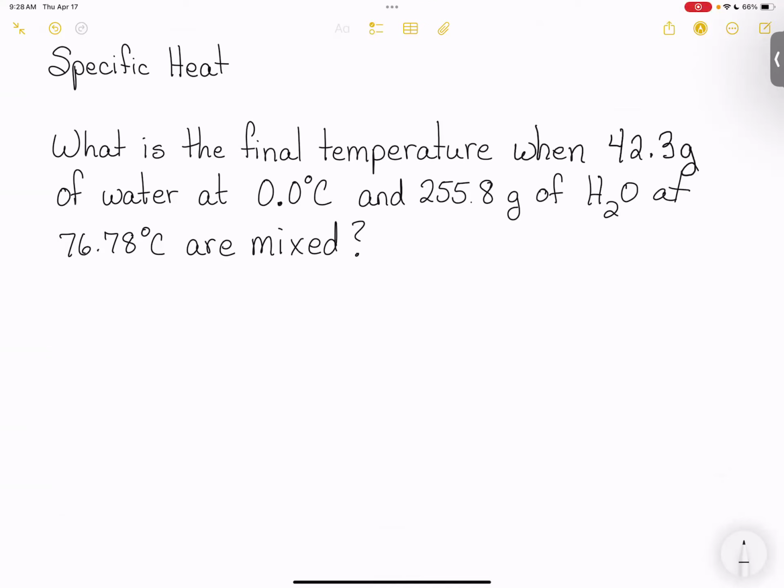So what is the final temperature when 42.3 grams of water at 0 degrees Celsius and 255.8 grams of water at 76.78 degrees Celsius are mixed? This one I like because it's a little bit different.